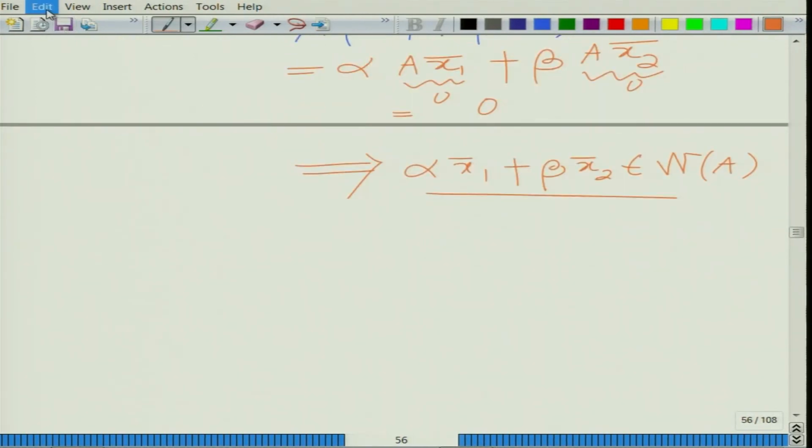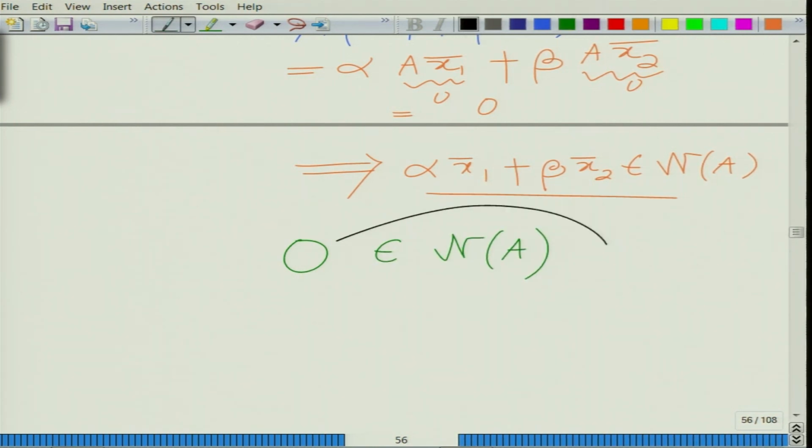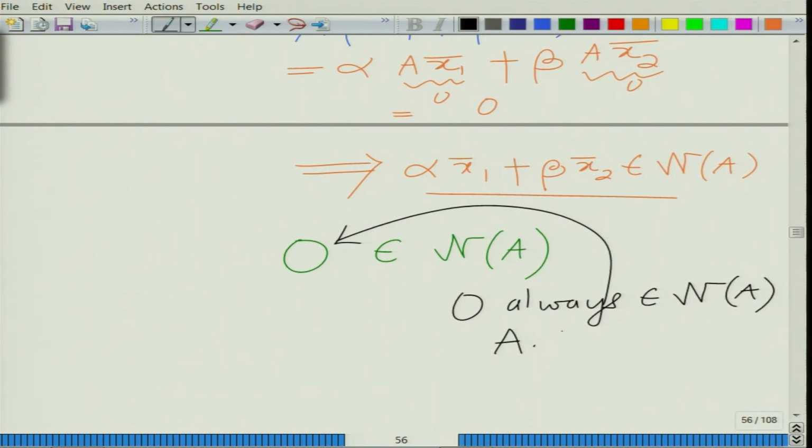Now, the interesting thing that you observe over here is that 0 always belongs to the null space of any matrix. That is easy to see because A times 0 is equal to 0.